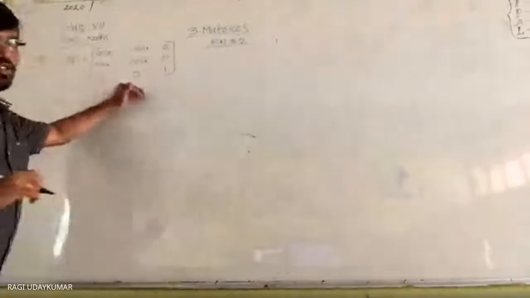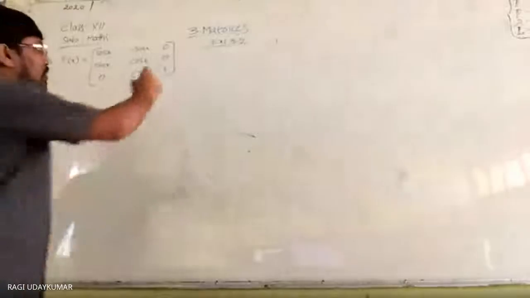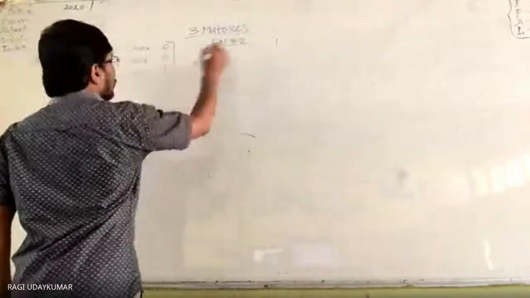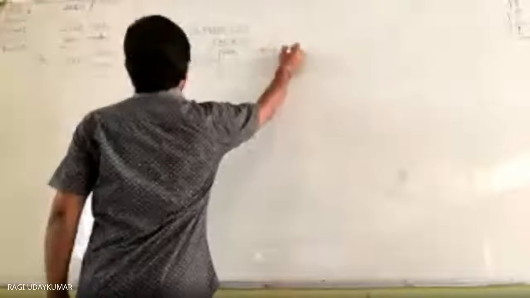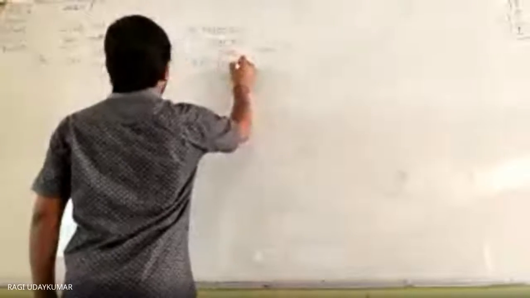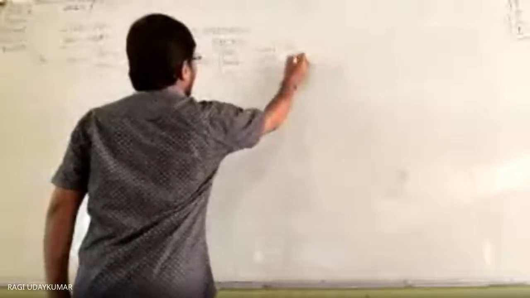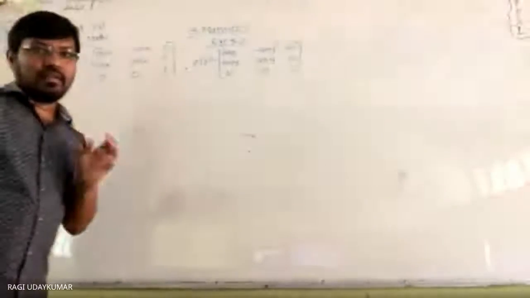F of x is equals to this one. Okay. F of y is equals to what you get here? Same matrix with the variable y you need to write. Cos y minus sin y 0, sin y cos y 0, 0 0 1. This is f of y. It is not given, but f of x is given, means f of y you are going to get.